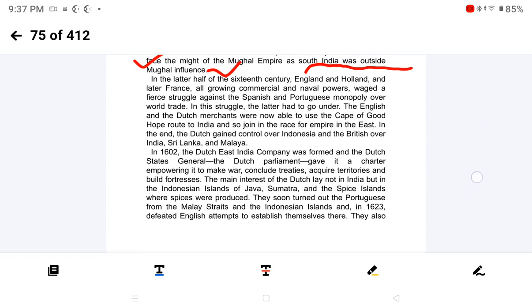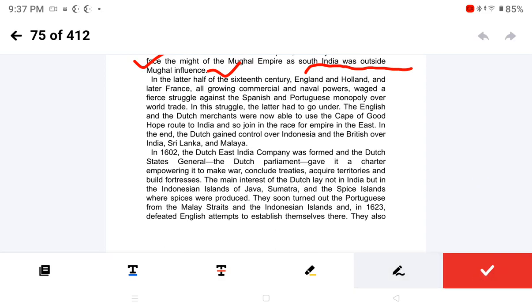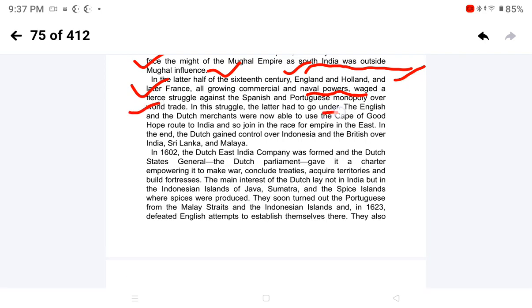In the latter half of the 16th century, England and Holland and later France, all growing commercial and naval powers, waged a fierce struggle against the Spanish and Portuguese monopoly over world trade. In this struggle, the latter had to go under.